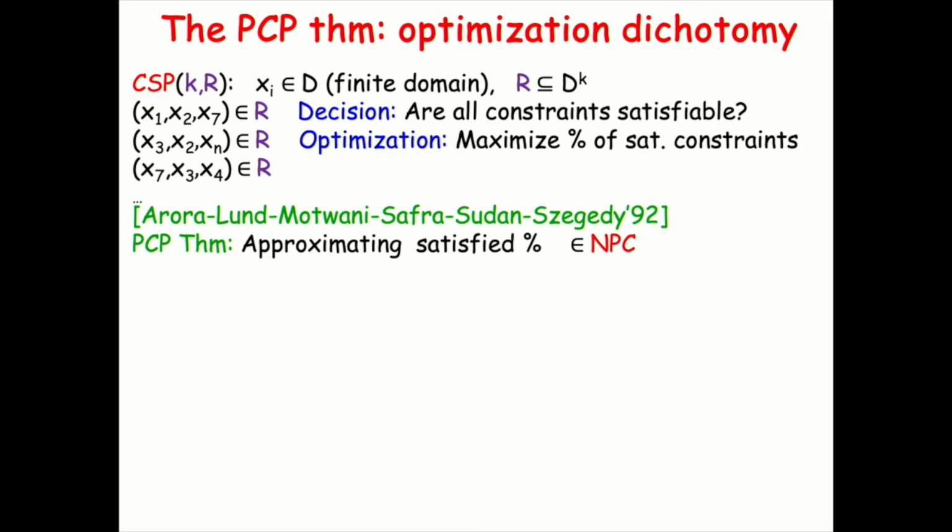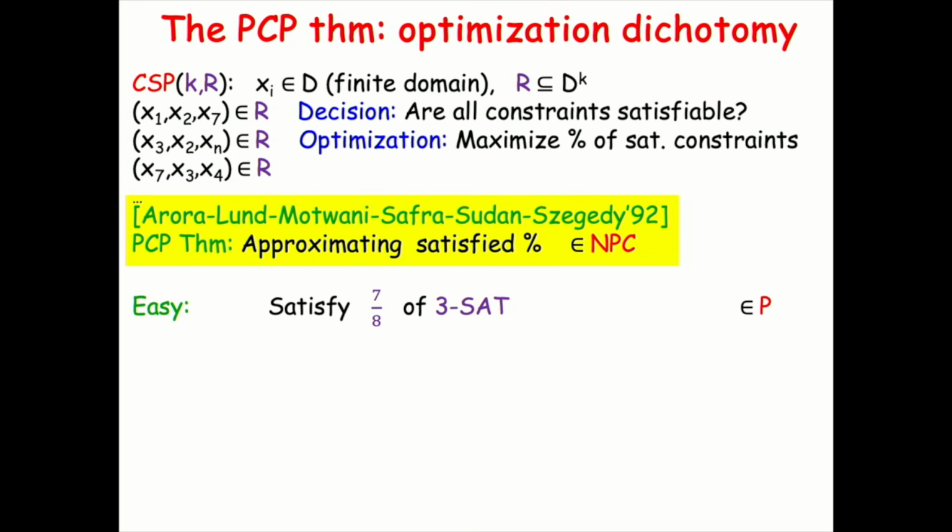And once we have a handle on hardness, the next question, of course, is can we determine exactly how hard each one is? For example, look at 3-satisfiability. These are disjunctions of 3 variables. So clearly, if you randomly pick 0, 1 values, with probability 7/8 you'll satisfy each particular clause. So you can satisfy 7/8.